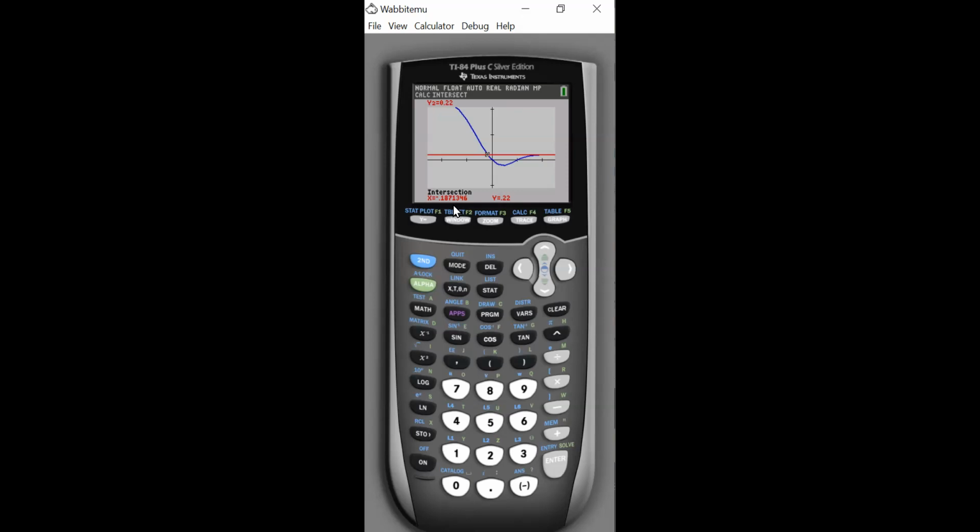Then the second answer. Oh, hold on a second. Let me double check. Something is not right. Sorry. Let me read the question again. Okay. Integral of 1 over 1 plus x squared is tangent inverse. Yes. Okay, y equals 0.22. I got the wrong answer. I should be getting 2.04 and 2.62. Something is wrong with my graph. Let me double check.